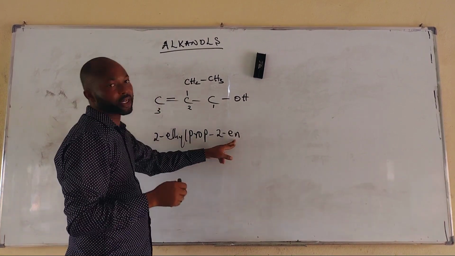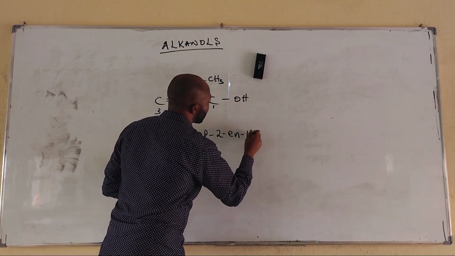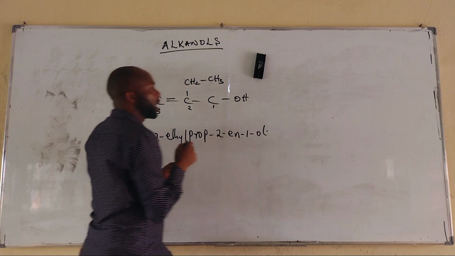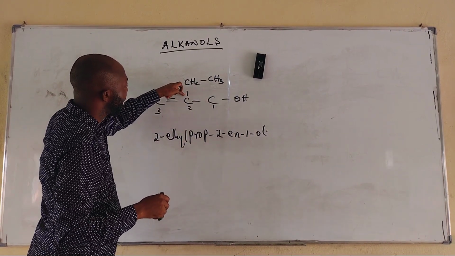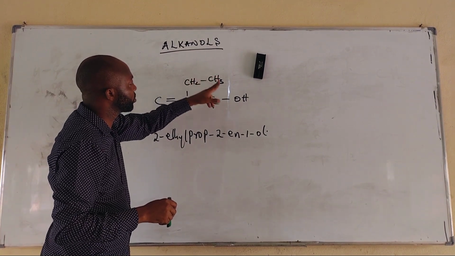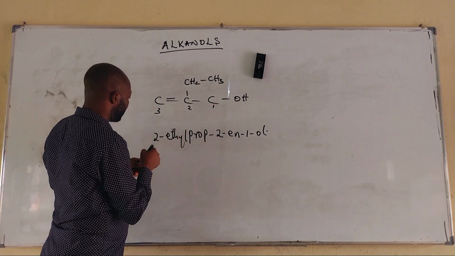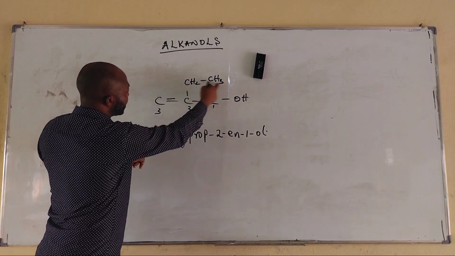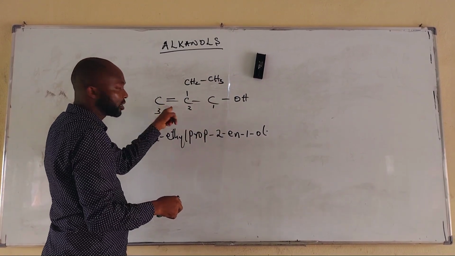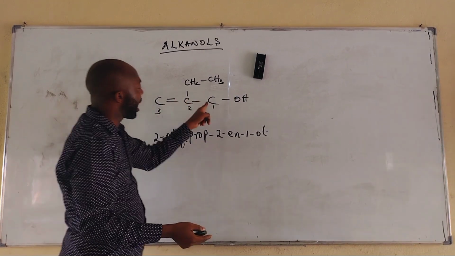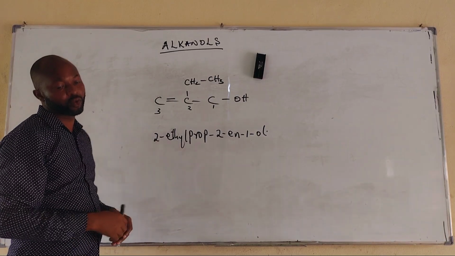This ene tells you that there is a double bond. 2-ene, 1-ol. Now there is a double bond in carbon 2, and there is an alcohol group, a hydroxyl group, in carbon 1. So this is 2-ethylprop-2-en-1-ol. There is a double bond, an ene group, and 1-ol. So this becomes the name of this. So we don't forget that.